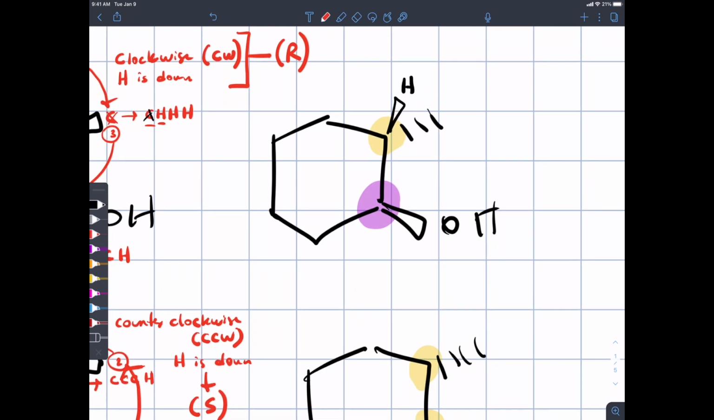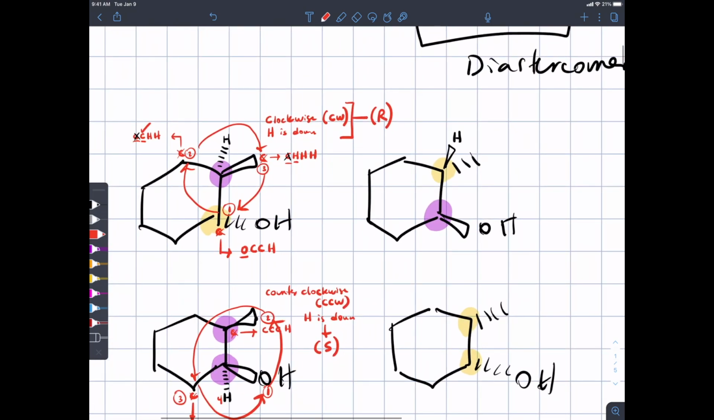We already assigned priorities over on the left, so I'm not going to repeat that process. Proton is 4. This carbon is 1, the methyl group is 3. 1 to 2, 2 to 3, 3 back to 1. It is clockwise, but proton is up. If proton were down, we would have said R, but because proton is up, we switch and it's S.